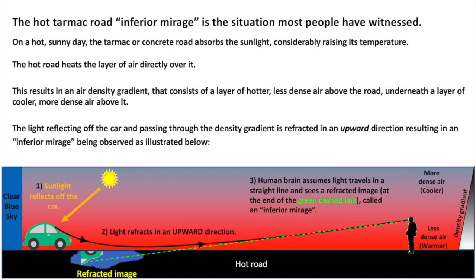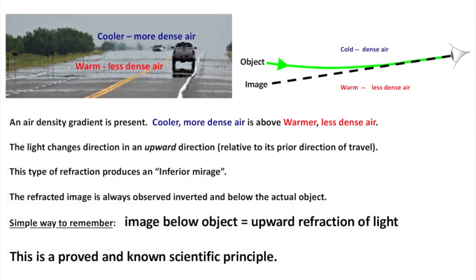First, the sunlight reflects off the car. Second, light refracts in an upward direction. Third, the human brain assumes light travels in a straight line and sees a refracted image at the end of the green dashed line called an inferior mirage. An air density gradient is present. Cooler, more dense air is above warmer, less dense air. The light changes direction in an upward direction relative to its prior direction of travel. This type of refraction produces an inferior mirage. The refracted image is always observed inverted and below the actual object. Simple way to remember: image below object, upward refraction of light. This is a proved and known scientific principle.